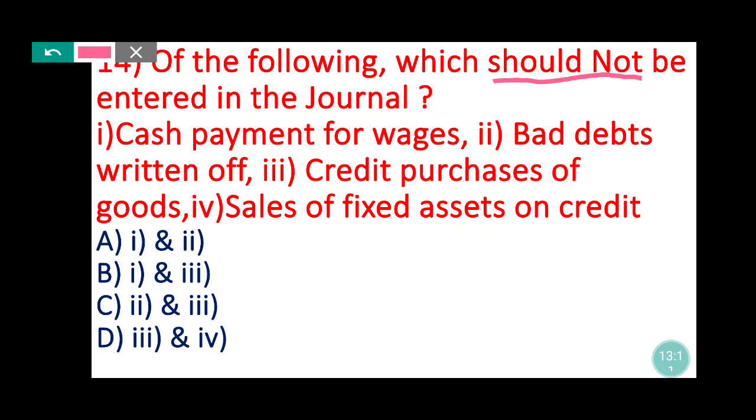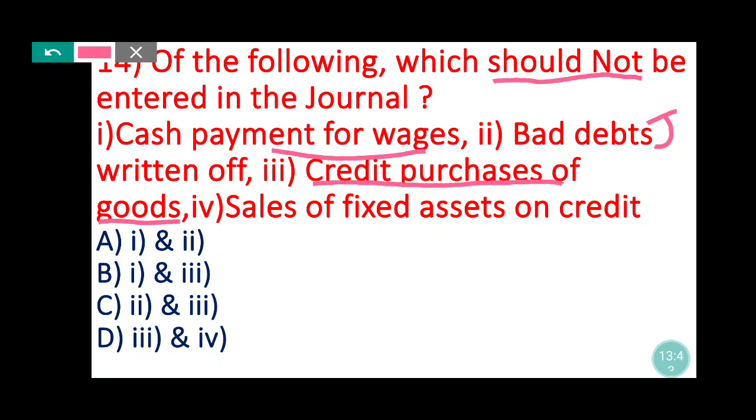Yes, cash payment we enter in the cash book, so it does not come in the journal. Then bad debts written off, it comes in the journal. Credit purchase of goods is given, so it should not be entered in the journal, because credit purchase of goods we write in the purchase day book. So it is also not entered in the journal.